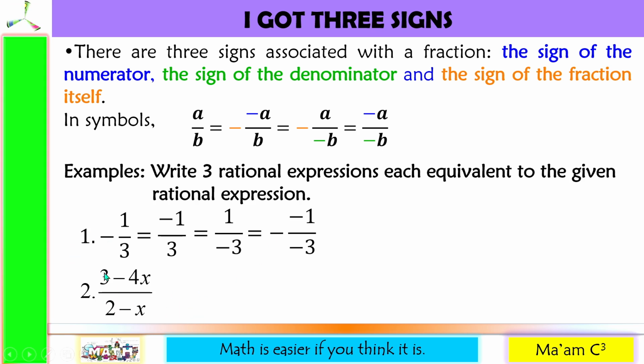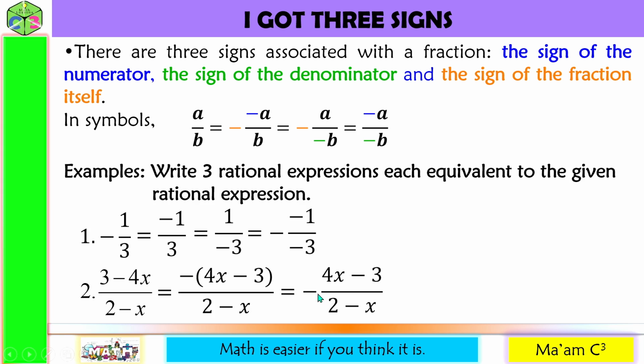Another one, we have 3 minus 4x all over 2 minus x. I will factor out first the negative here. So it will become negative quantity 4x minus 3. Quick check. Let us distribute this negative sign. Negative times 4x is negative 4x. Negative times negative 3 is positive 3. So they are equal. I could also put this negative sign as the sign of my fraction. So I'll put it here at the middle.